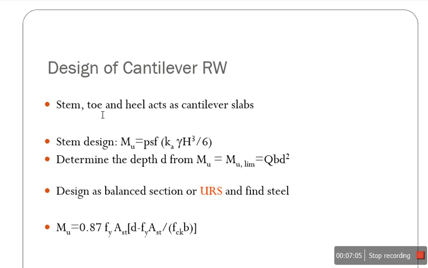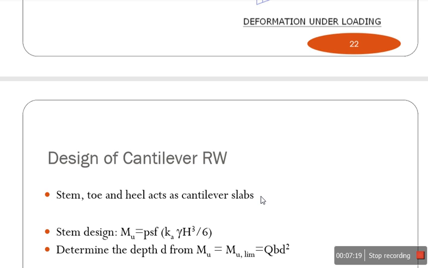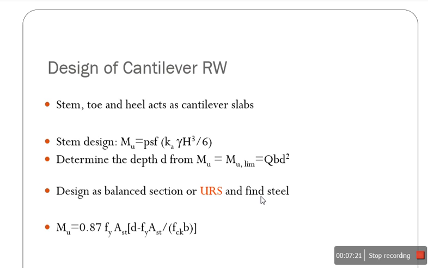Normally we design the stem calculations, then the toe calculations, then the heel calculation, and based upon their relevant moments, we calculate the steel and detail it. So these are the main things we need to do for the design of cantilever slabs.